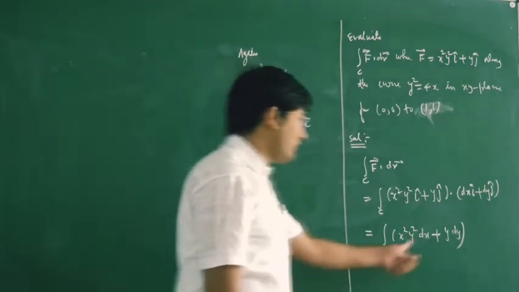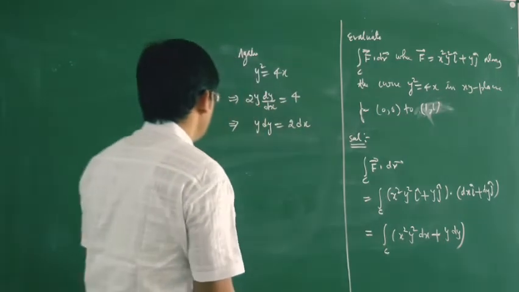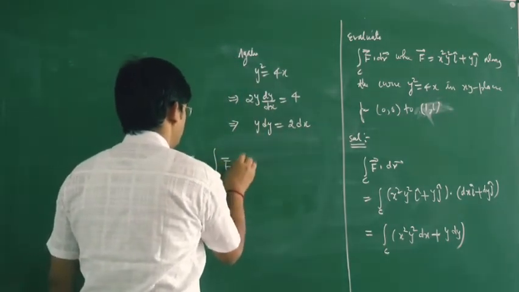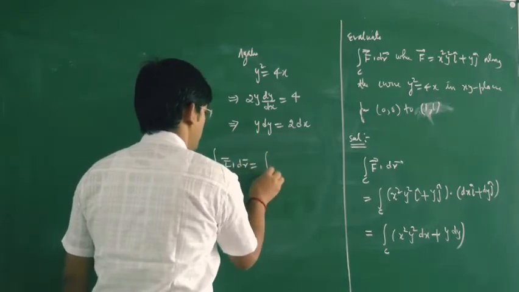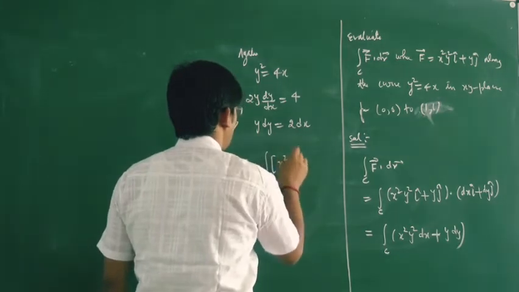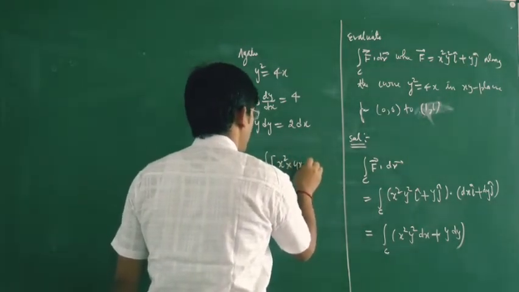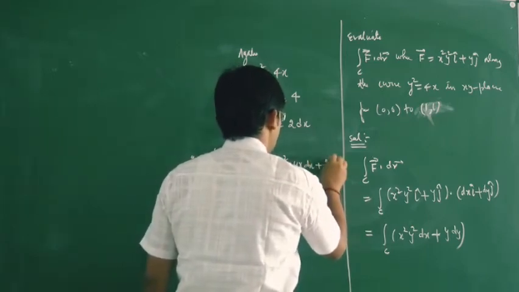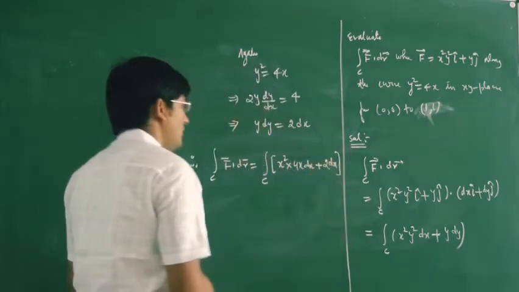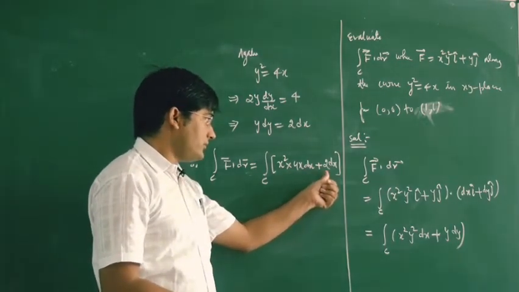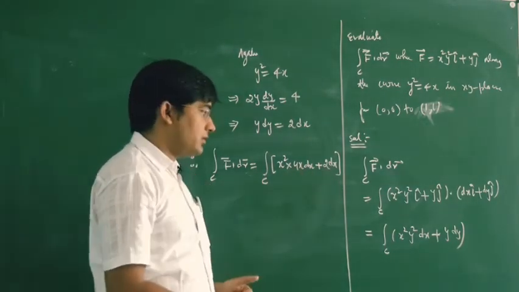Your y into dy is equal to 2 times dx. Therefore, this line integral is equal to the integral over C. We have x squared into y squared, which is 4x, into dx. Then our y dy is 2 times dx. So your y squared is 4x and then we have 2 dx.